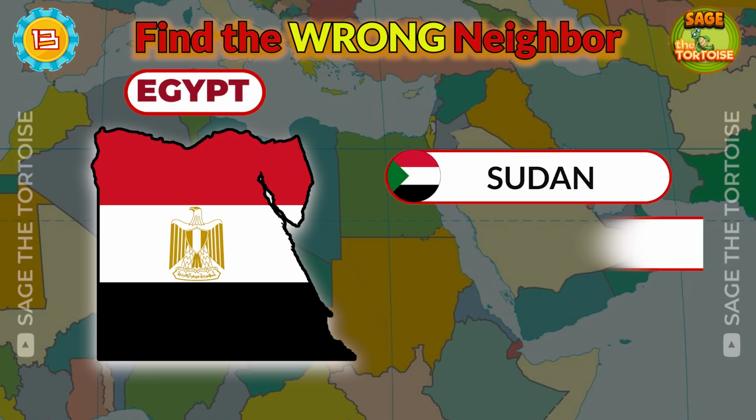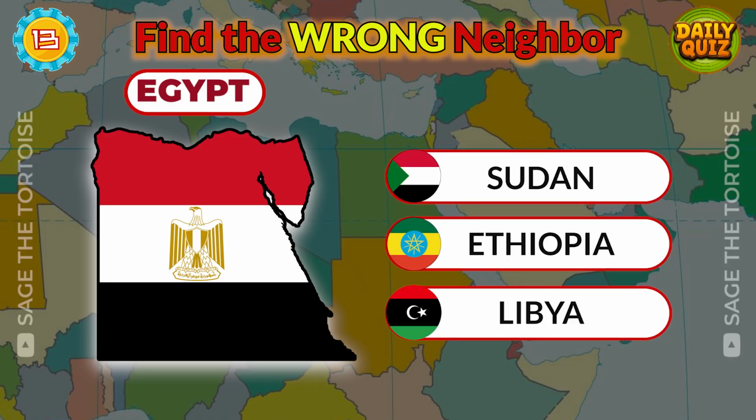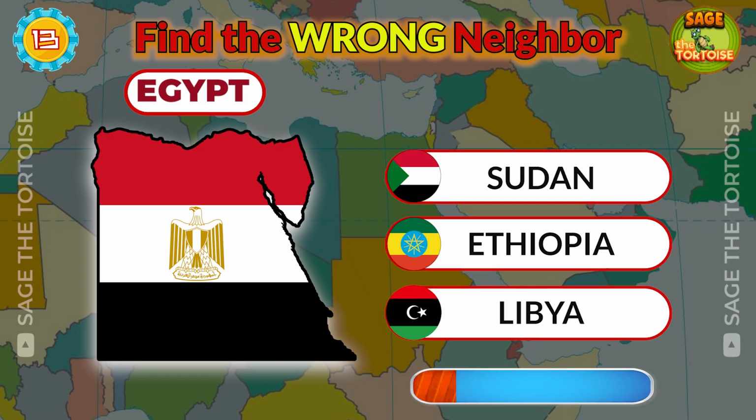Egypt borders Sudan, Ethiopia, and Libya. Which one is wrong? The answer is Ethiopia.